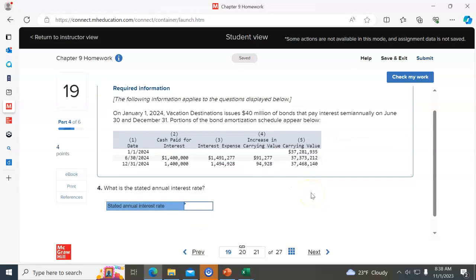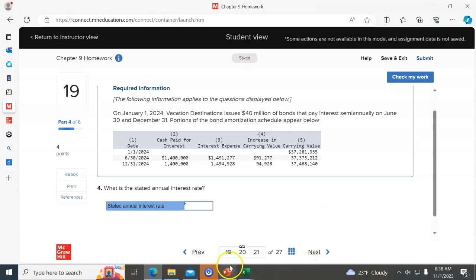Guys, it tells us Vacation Destinations issues 40 million of bonds that pays interest semi-annually on June 30th and December 31st. It asks us what is the stated annual interest rate. Now hear me out, don't freak out. The face amount times the stated annual interest rate divided by 2 gives us the 1,400,000, doesn't it?